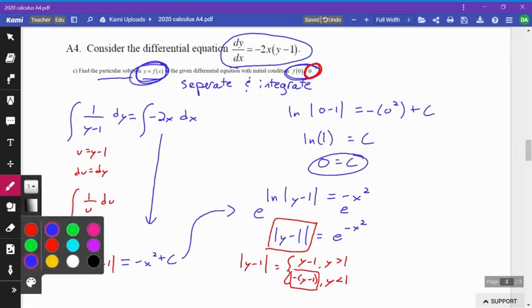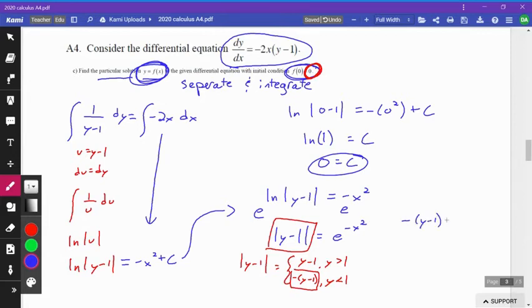So it all turns into negative times (y minus 1) equals e to the negative x squared. So that's y minus 1 equals a negative e to the negative x squared. So y is going to equal 1 minus e to the negative x squared.